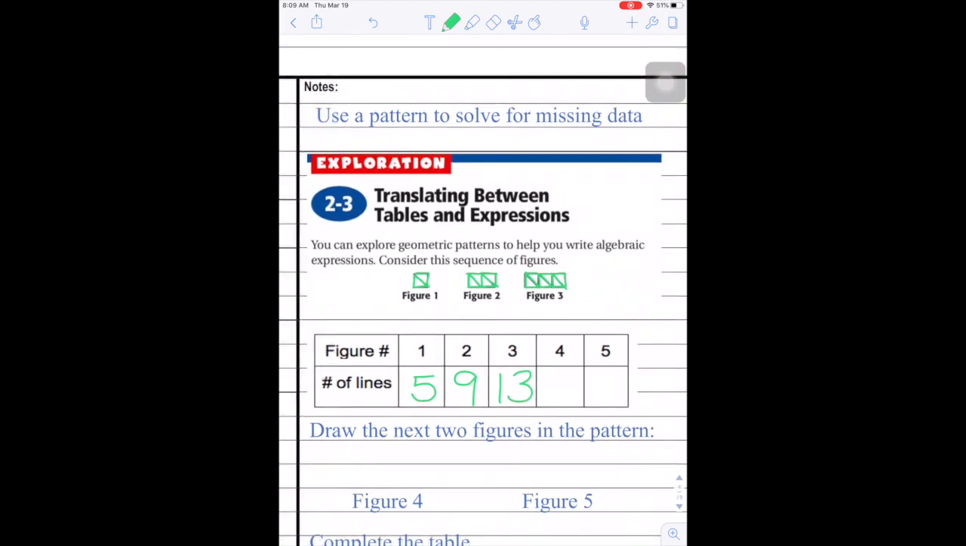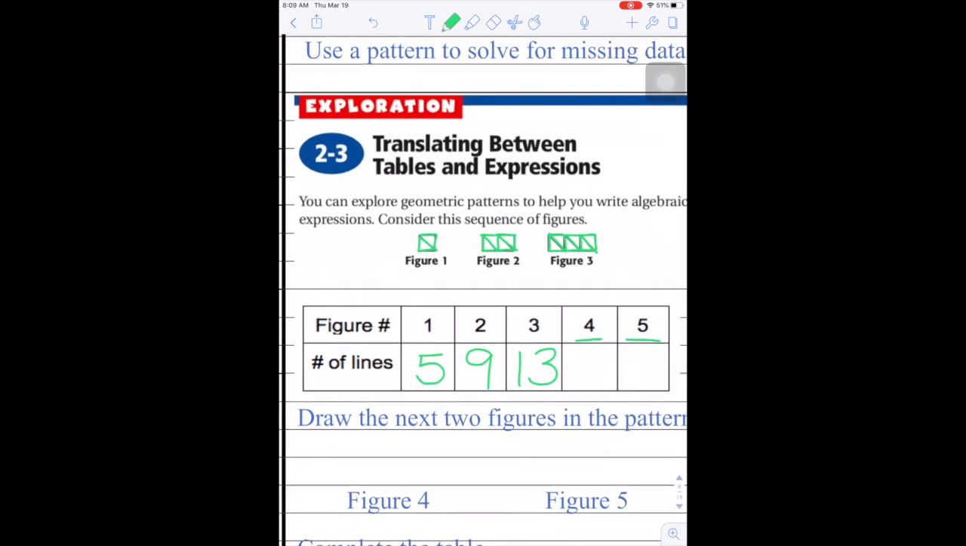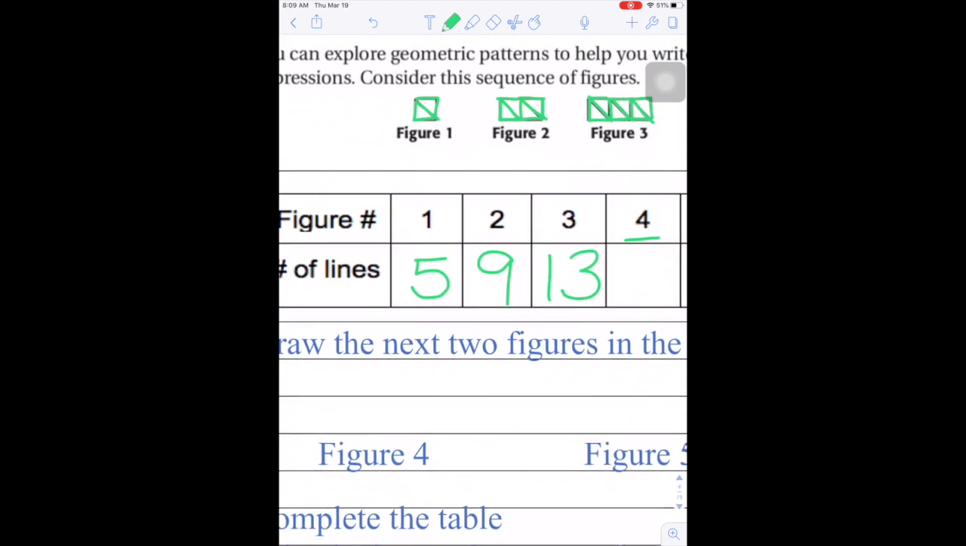So expressions help us predict what's going to happen to other numbers that we don't have. We don't have figure 4 and figure 5, but we could try to draw them based on the pattern we see above. If I was to make figure 4, I'm going to start with figure 3, which looked like this, and I would add in another one. That's what I predict figure 4 would look like.